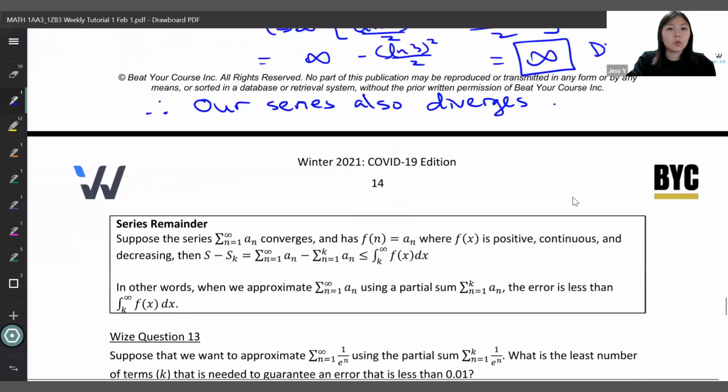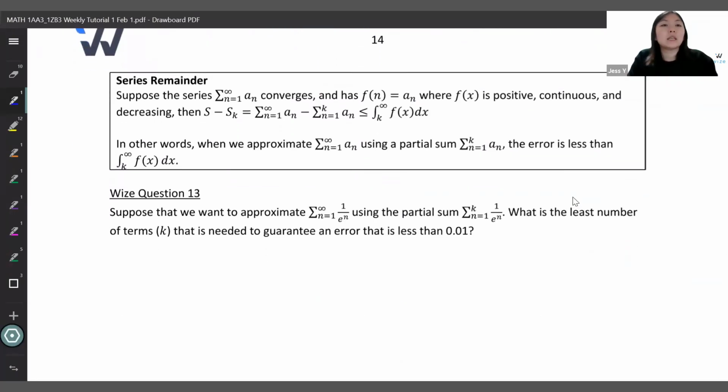Okay, there's one more application when it comes to the integral test, and that is the series remainder, or some people will call it the error given by the integral test. So this is what it says.